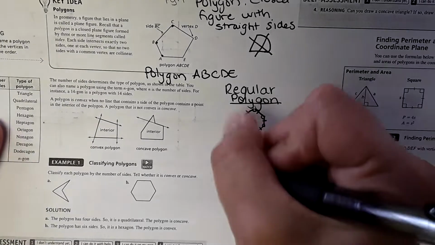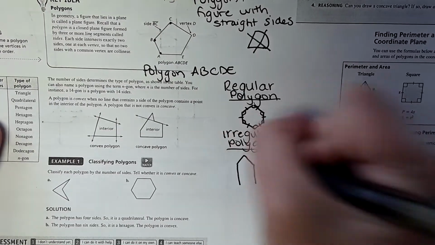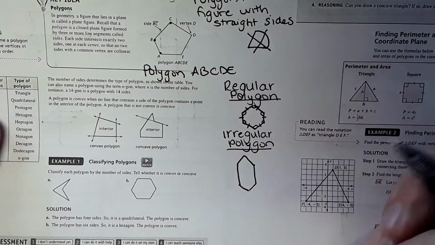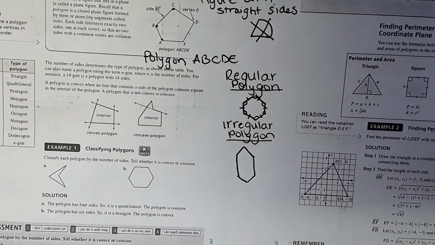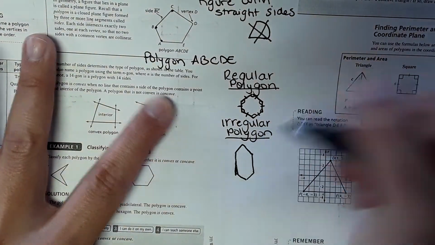Irregular polygon might look like this. So I'm drawing a hexagon, but in this case, not all the sides are the same length, and the angles aren't the same either. So that's supposed to be a hexagon. Of course, there's some human error in there.